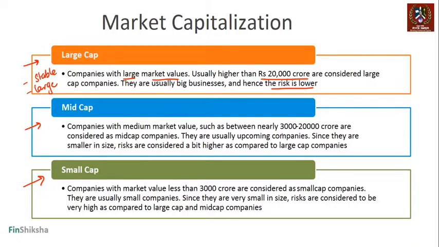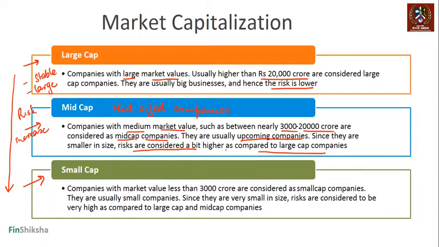The next set of companies, roughly anywhere between 3,000 to 20,000 crore of market cap, is known as mid cap companies. Why? Because they have medium market cap, so middle market capitalization. These are usually upcoming companies that might become bigger. Since they are a little bit smaller in size, risks are considered a bit higher as compared to large cap companies. So obviously, as you move lower, the risk increases. Mid-cap companies are mid-sized companies, not very big but also not very small.